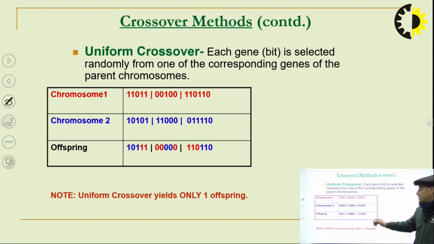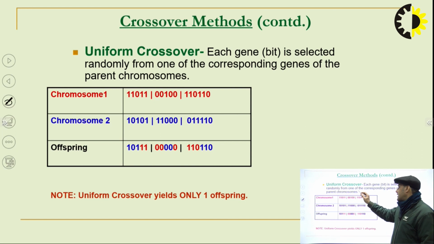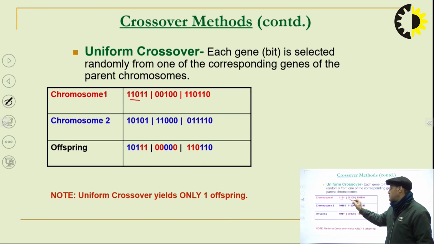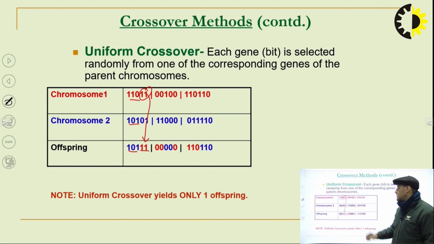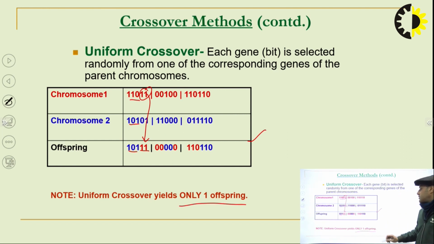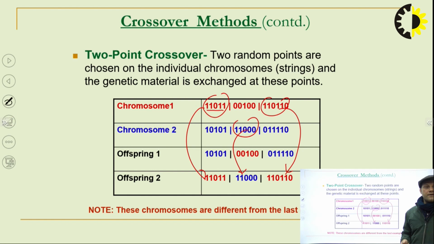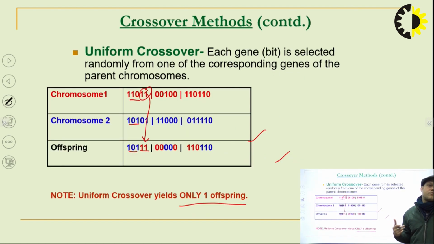Okay. Then uniform crossover is there. We will uniformly select particular bits, randomly, for example, 1011. Here we have selected 101 from the second chromosome, and 01 we will replace with the other. Okay, and here we will get only one offspring using this uniform crossover. Single point, 2 point, and number 3 is uniform crossover. So these are the techniques which we use for crossover.